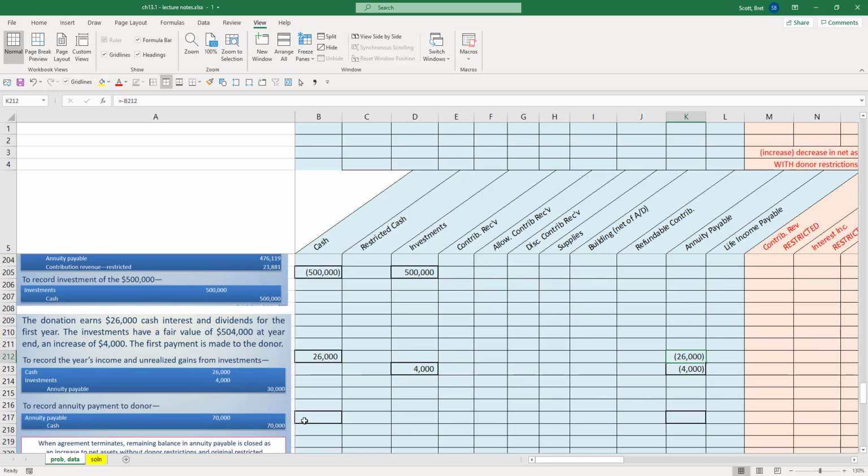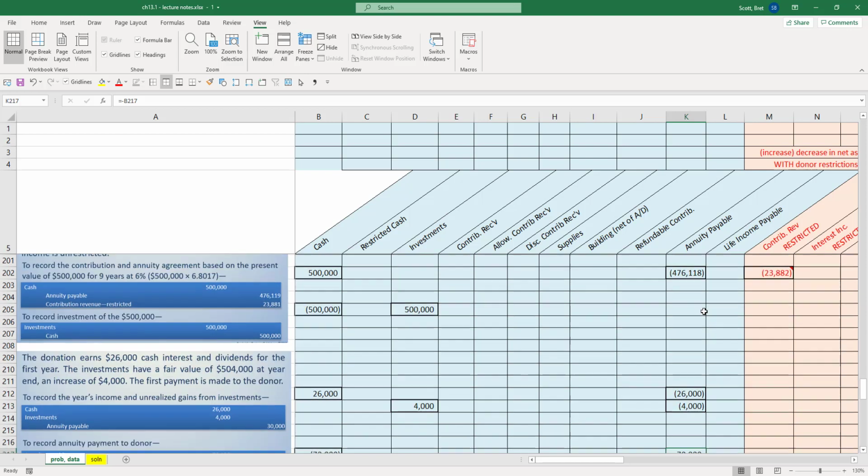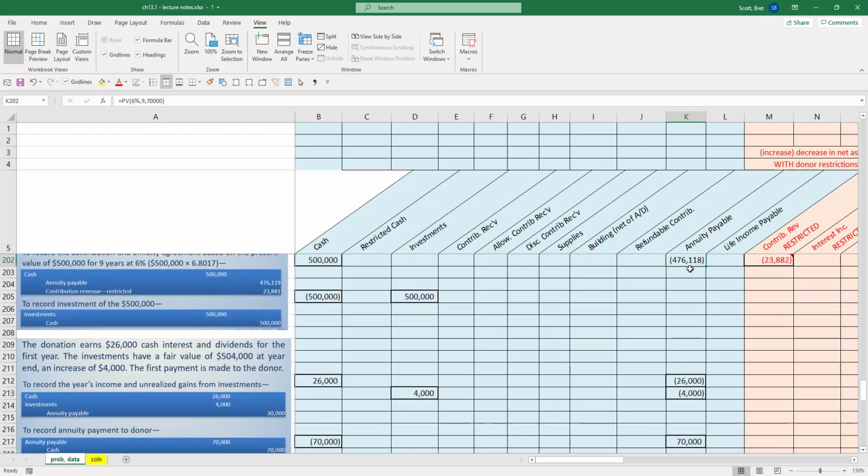What happens at the end of the year when we pay somebody out? We credit the 70,000 and we debit the annuity payable. So you can kind of see that this annuity starts at 476,118. It's going to go up in value and then down with payments. Up in value and down with payments, kind of like this sort of step function.